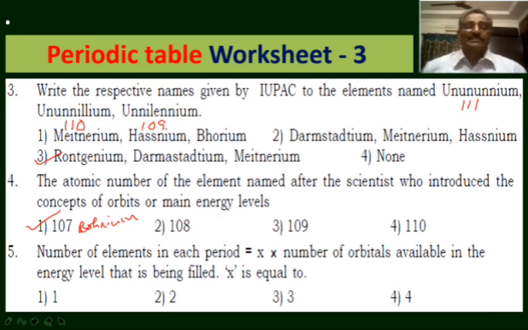Next, fifth question. Number of elements in each period is equal to x into number of orbitals available in the energy level that is being filled. X is equal to 2. Each orbital can accommodate 2 electrons only. So total number of elements in each period will be 2 times the number of orbitals available in that energy level. So x will be 2. So second option is the right option.